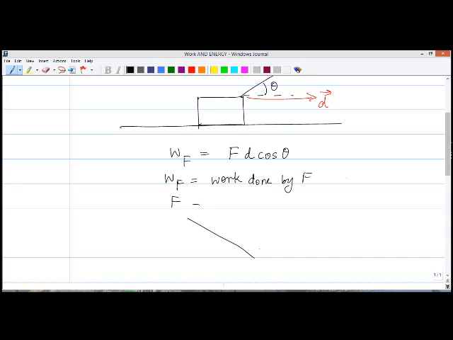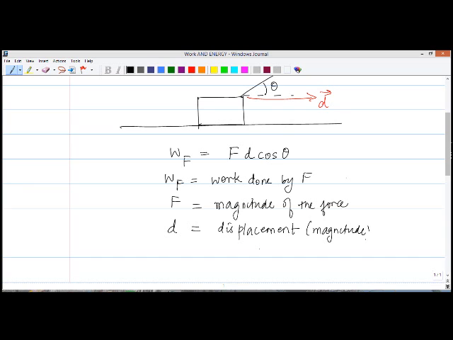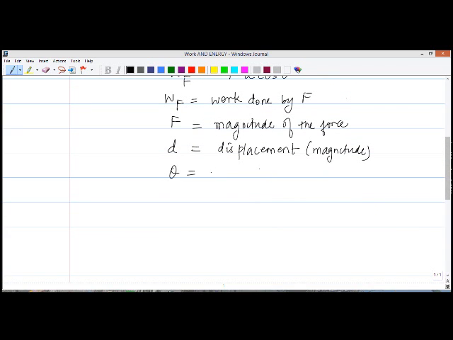F is the magnitude of the force, and d is the displacement of the object, or the magnitude of the displacement, and then theta is nothing but the angle between the force and the displacement.